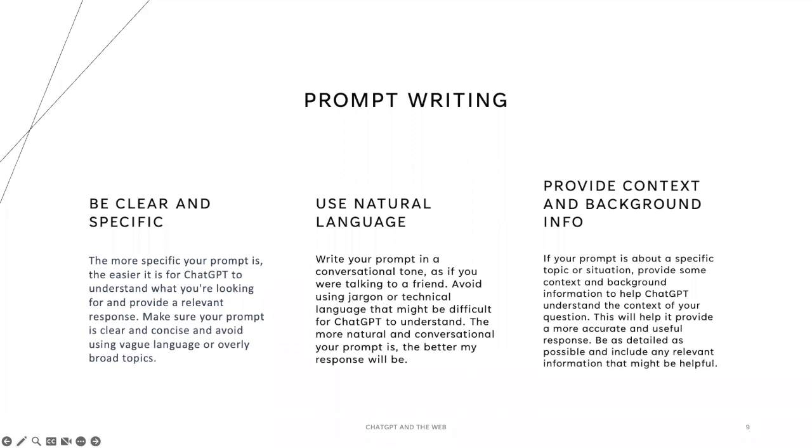And provide context and background information. So if your prompt is about a specific topic or situation, provide some context about that and any information that can help ChatGPT understand what you're asking. This will help provide more accurate and useful responses. Be as detailed as possible and include any relevant information that might be helpful.